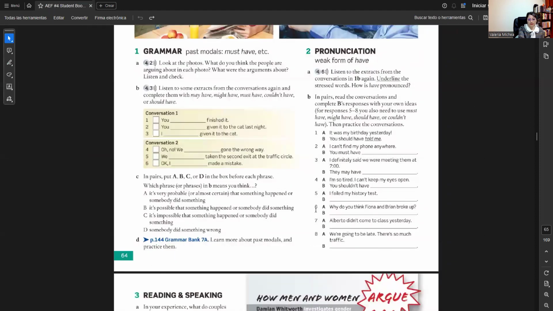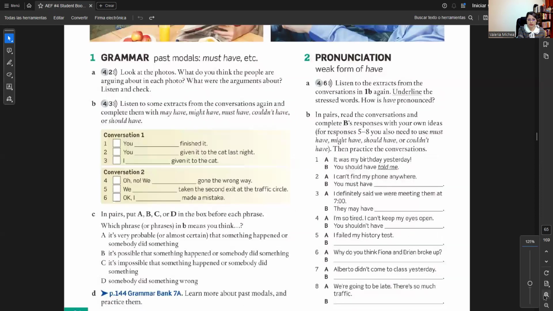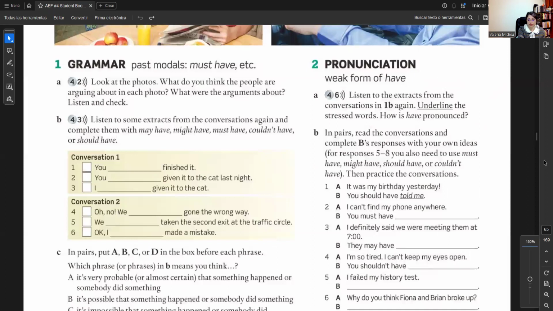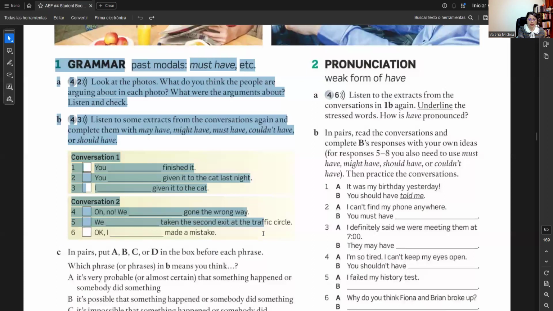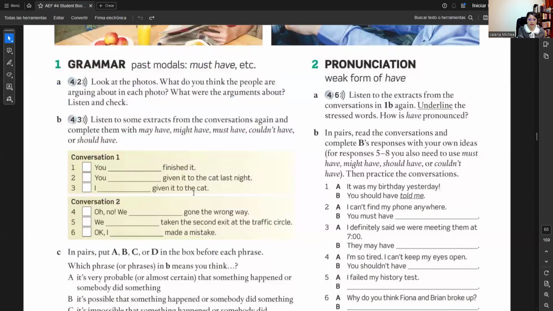I have found some exercises in a book, and I have copied them in order to use them with you. So I want to do this first, like the listening exercise. All right, so we are going to focus on this. Let me show you. Let me mark it.